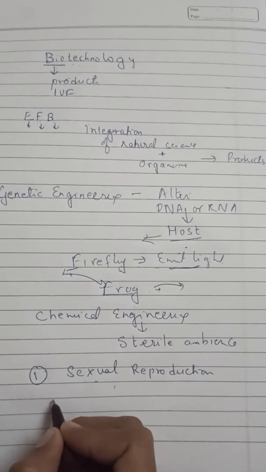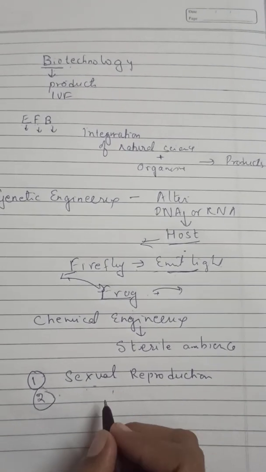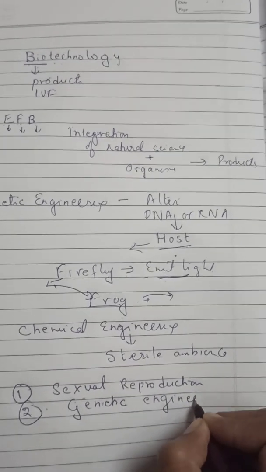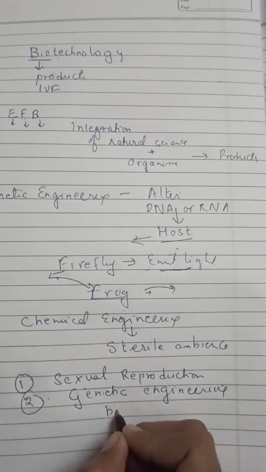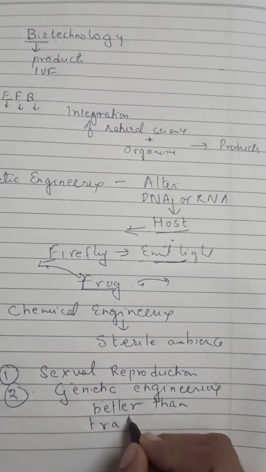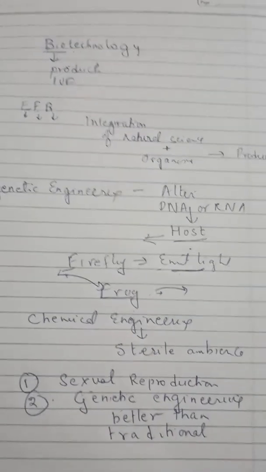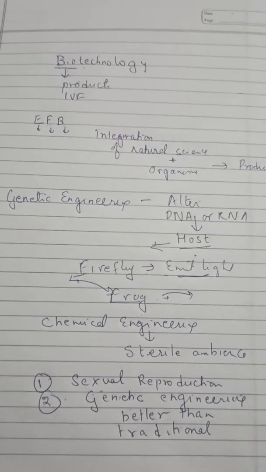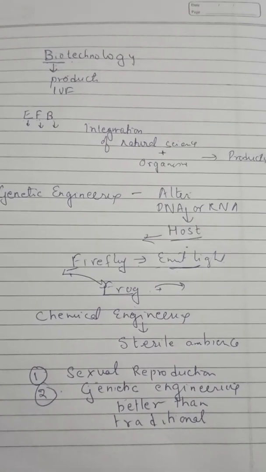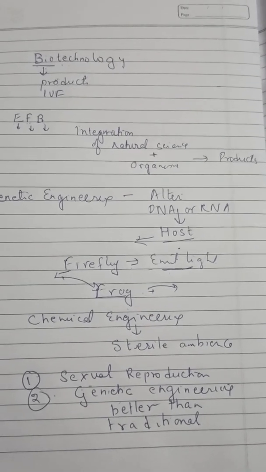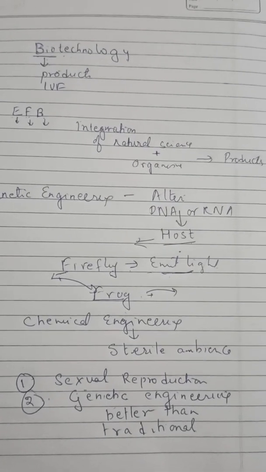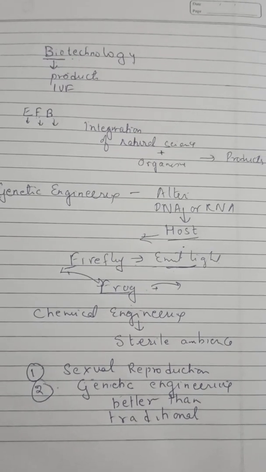Then the second thing that we should remember is genetic engineering is better than traditional hybridization. Why? Because when we are doing traditional hybridization, suppose we want a desired character and we are using that organism, doing some hybridization to produce the desired character. But along with the desired character, some undesirable characters also come in case of traditional hybridization. But in case of genetic engineering, that is not the case.